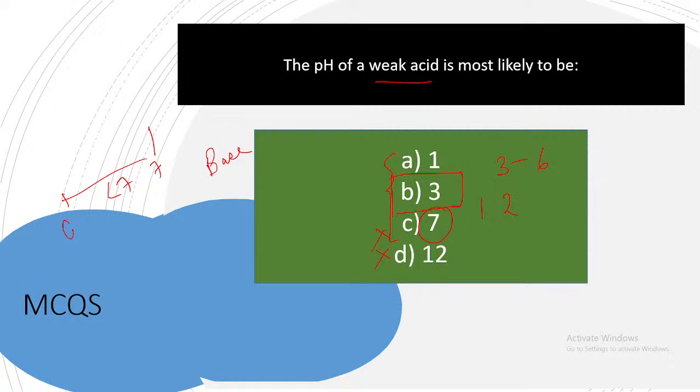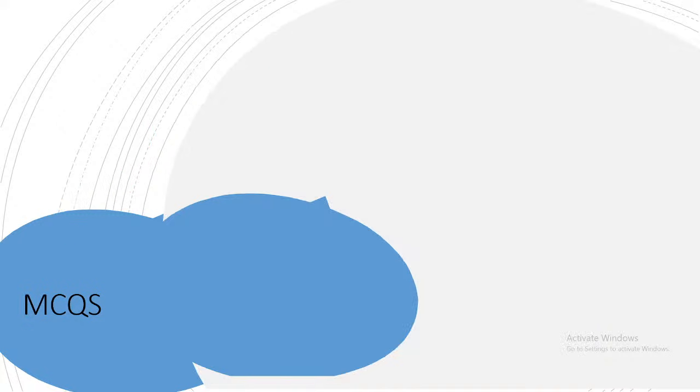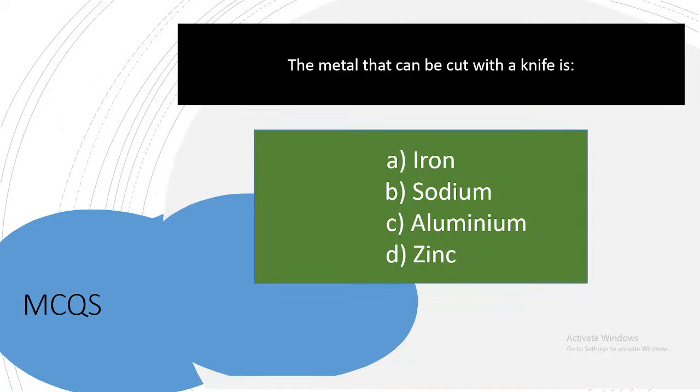Let's move to the next question. B is the correct answer here. Now the next question: the metal that can be cut with a knife is. Out of these four options, A is iron, B is sodium, C is aluminium, D is zinc. Which metal can be cut with a knife?